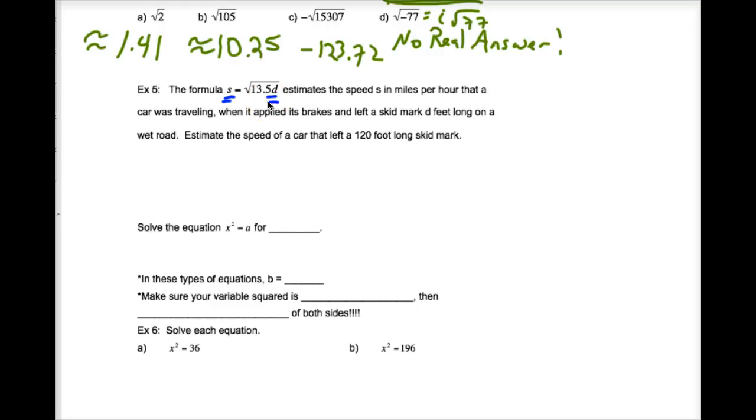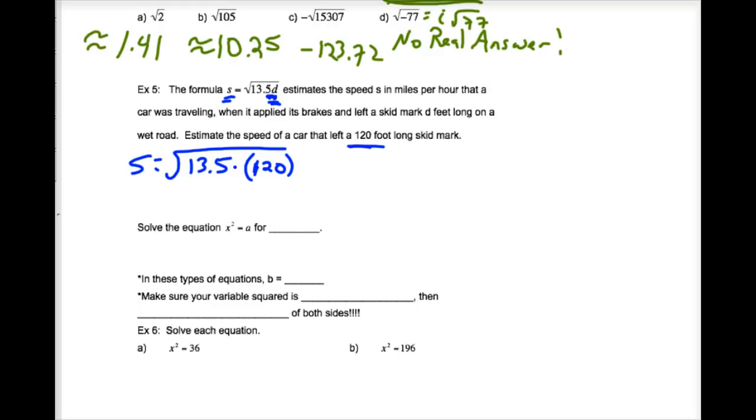Do you think you would skid longer or shorter on a wet road compared to a dry road? Longer. Okay? Estimate the speed of your car if you had a 120-foot long skid mark. That's a long skid mark. How fast were you going? We're going to find out. It would equal the square root of 13.5 times D. D is skid mark, which we know to be 120. So everybody put in 120 for D. Grab your calculator, multiply by 13.5, find the square root of it, and that'll be how fast you were going. Round it to the nearest tenth.